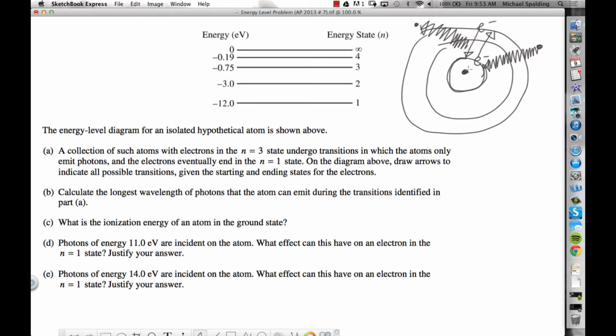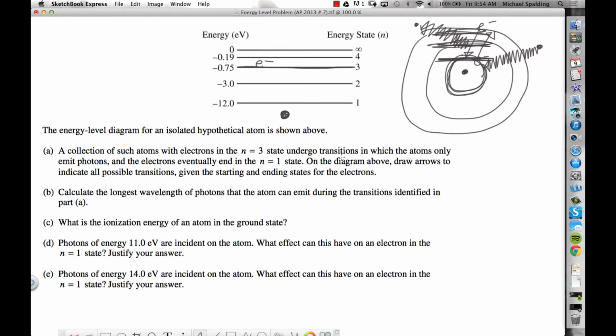Okay, now, on the test, they're not going to give it to you like this. They're not going to show you the Bohr model of the atom. What they're going to do is go, boom, here's the first energy level, second energy level, third energy level. It's going to look like this. All right? So on this diagram, the nucleus would be down here. Okay, so what they told us is this: a collection of such atoms with electrons in the n equals 3. So we have electrons chilling in the n equals 3, the third energy level right here.